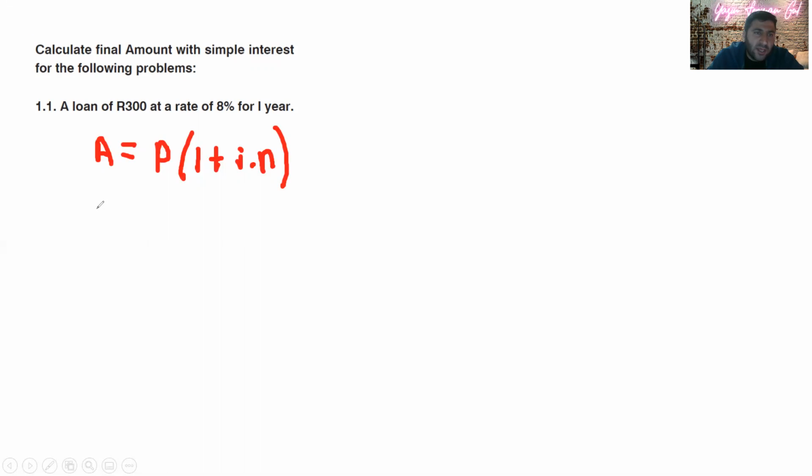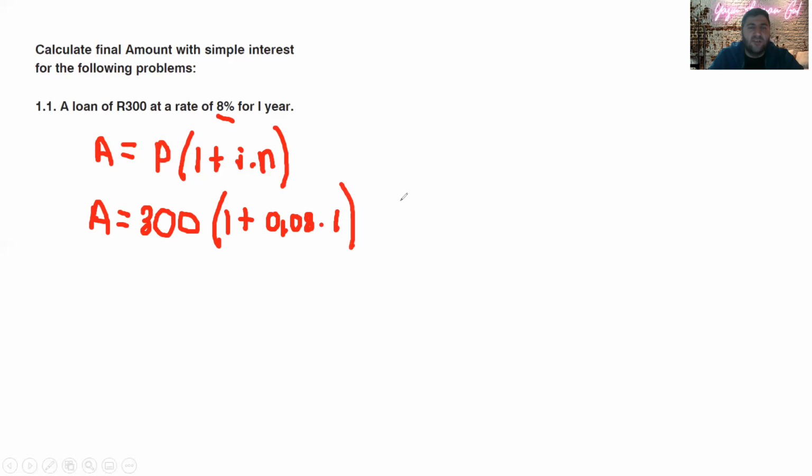So here we don't know what A is. If I put that in the formula, A will be equal to 300 times, open the bracket, 1 plus i. What is the interest rate? As you can see, it's 8%. You can write 8% or 0.08. Then times n, after how many years? The loan is after 1 year, so times 1. If you do that, that will give you the answer.